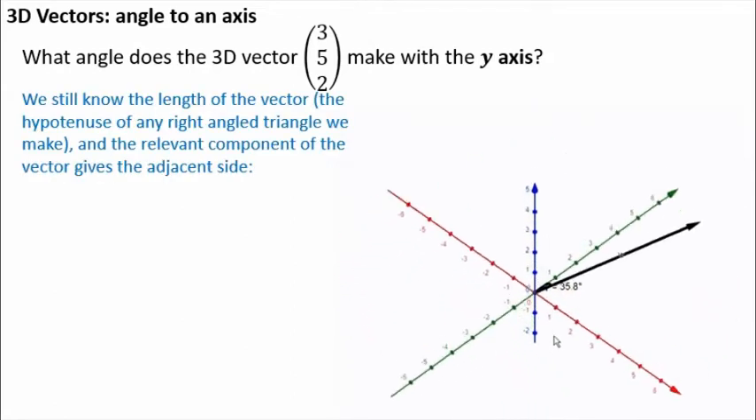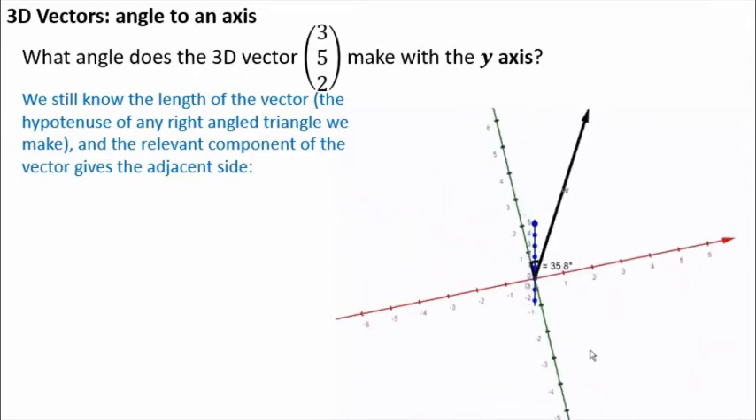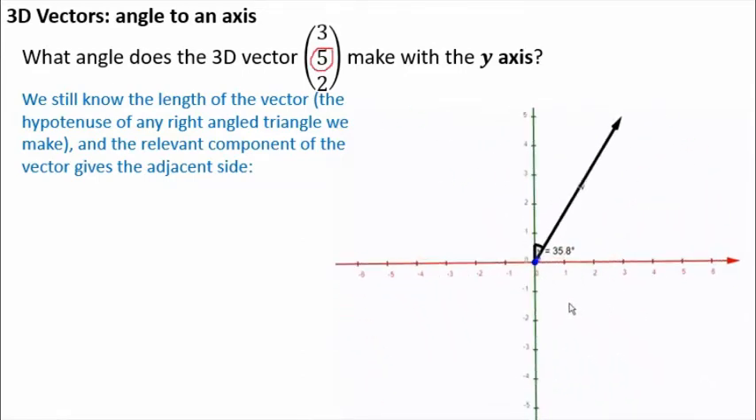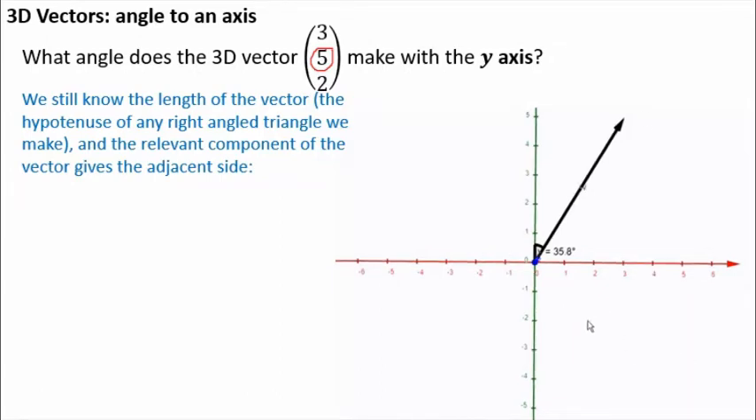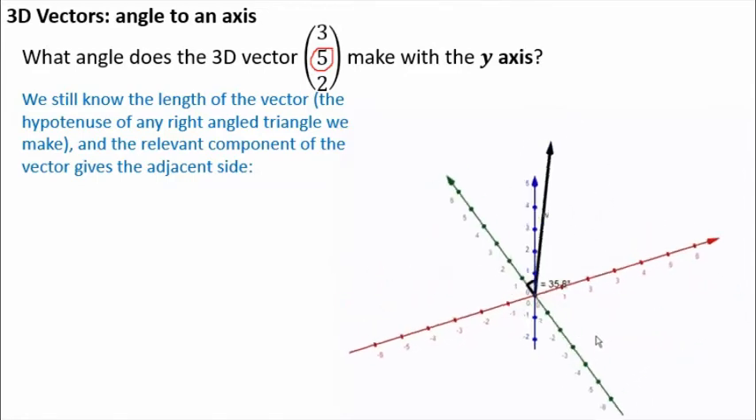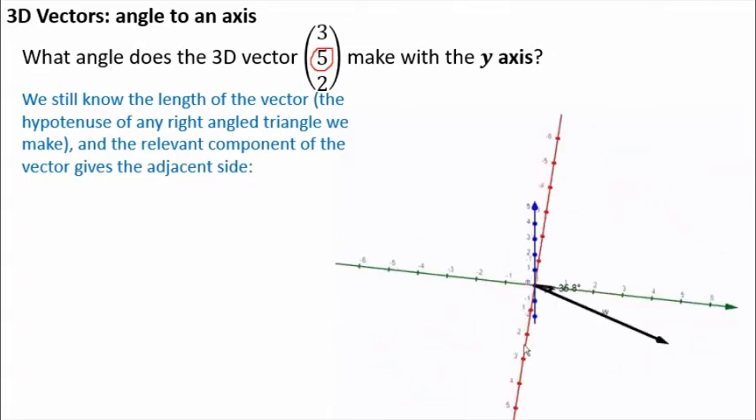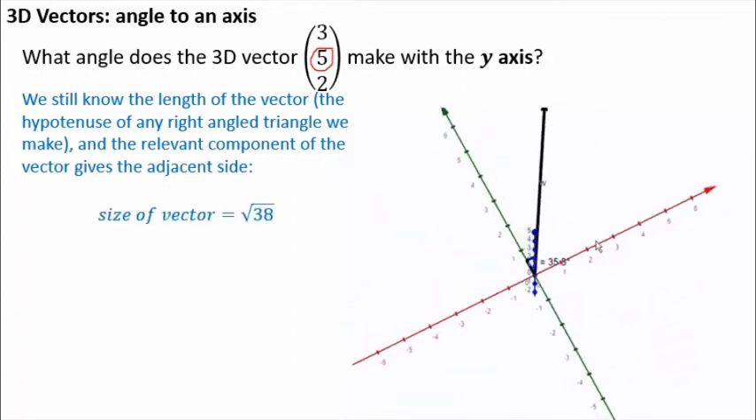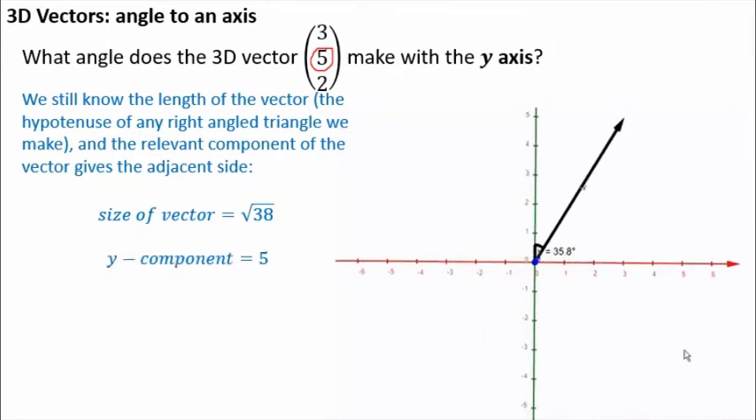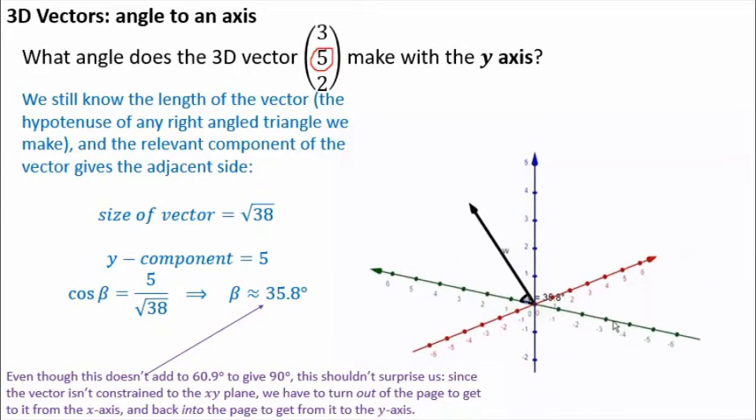Let's work through it. We still know the length of the vector, that's the hypotenuse. The relevant component of the vector gives the adjacent side. By the relevant component, I mean in this case 5. We want to know how that vector relates to the y-axis. So our right-angled triangle now will essentially comprise the y-axis, or at least from 0 to 5 on the y-axis, the vector itself, and then the line that drops down from the end of the vector to the point 0, 5, 0, the point 5 on the y-axis. So we still need the size of the vector, that's root 38 like we saw from before with Pythagoras. The y component is 5, and we're going to use inverse cos of 5 over root 38. And we get our 35.8.